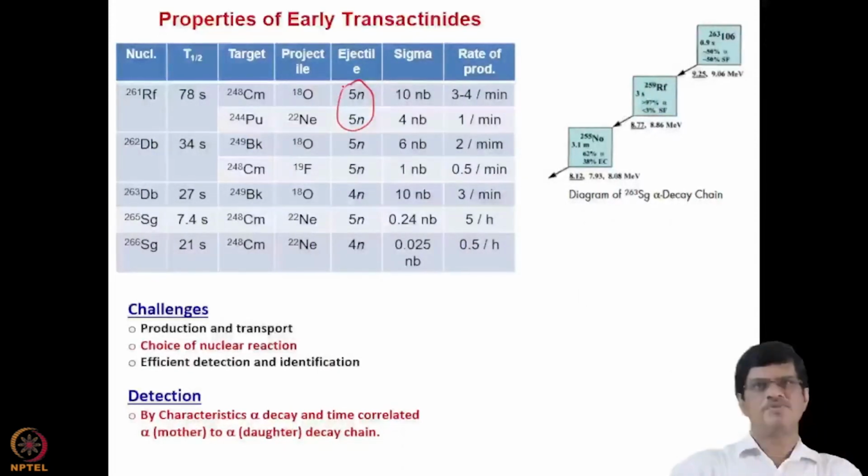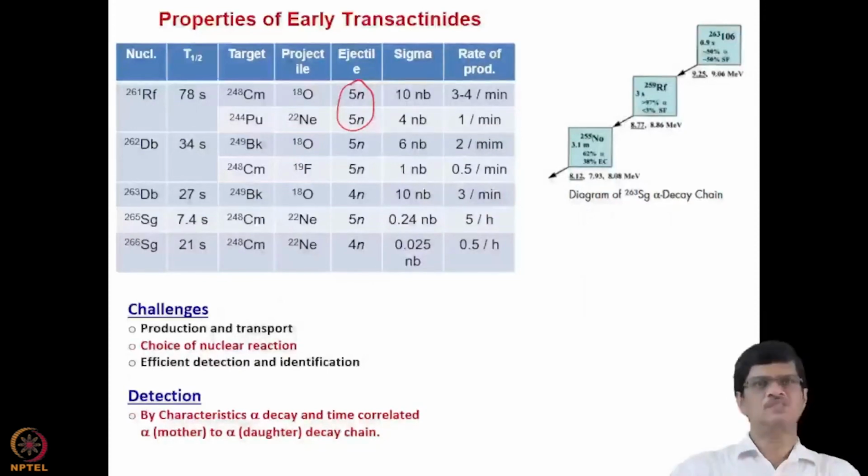But for these reactions, the cross section is significantly different. For the reaction from 248curium, the cross section is 10 nanobarn, and for 244plutonium as the target, the cross section is around 4 nanobarn, and the rate of production also varies. Even though the product is the same, from 248curium the rate of production is much higher because of the higher cross section. That is 3 to 4 atoms per minute. And from the second reaction, from 244plutonium, only 1 atom per minute is produced.